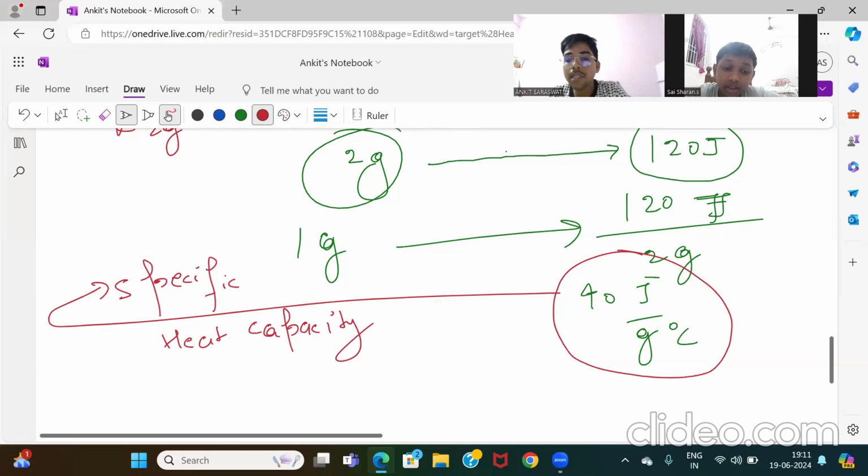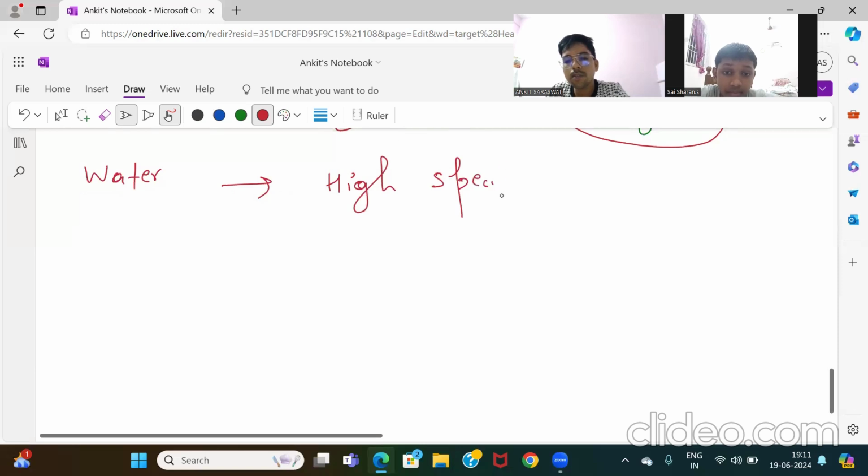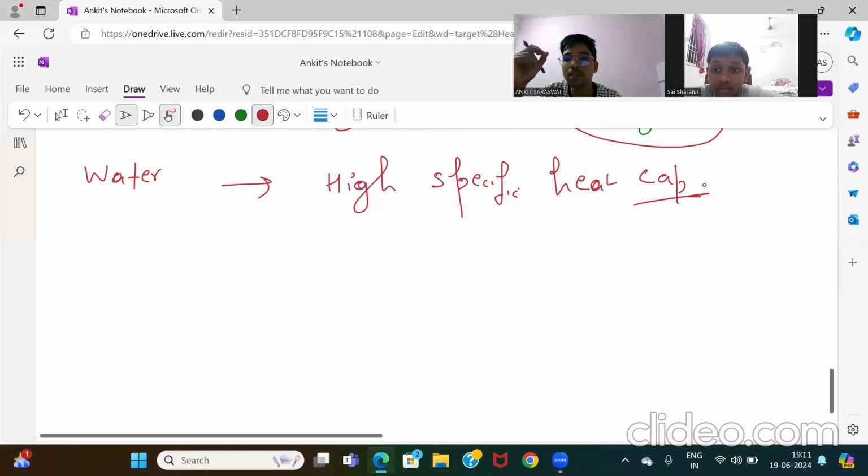Water has high specific heat capacity. What is the meaning of this? What is the meaning? Tell me. High specific heat capacity. Sir, it needs more heat, sir. Very nice. I'm really impressed. High specific heat capacity means it needs more heat. If you take 1 gram of water, it needs more heat in order to raise its temperature by 1 degree Celsius.